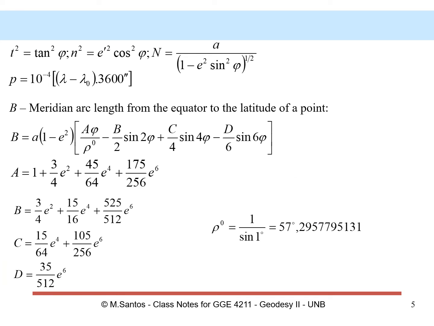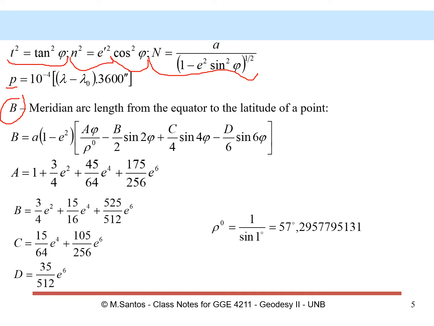Here we have a few additional terms that are simplifying. T square is the tangent square of latitude. N square is the square of the second eccentricity multiplied by the cosine of latitude. N is the radius of the prime vertical. Term P we have talked about already. And this is the meridian, the length of the meridian arc.